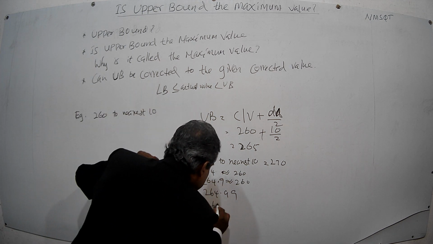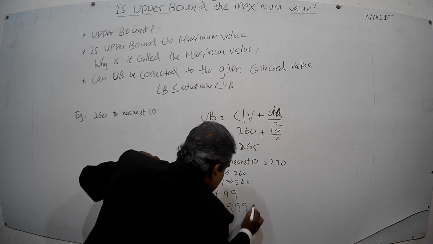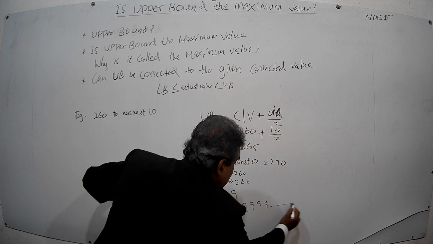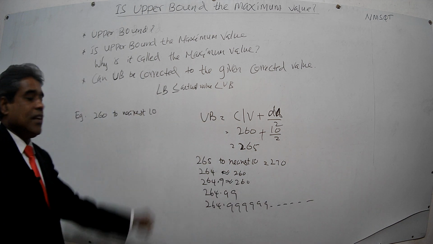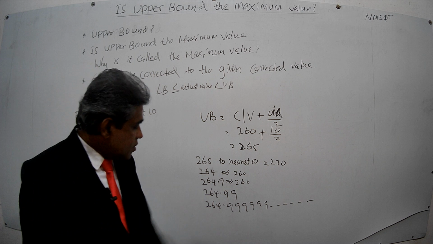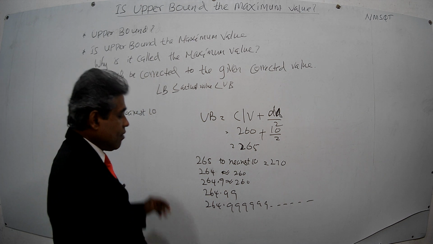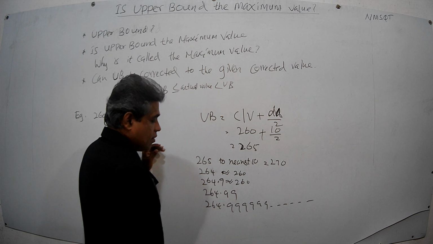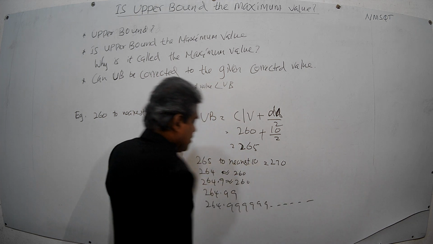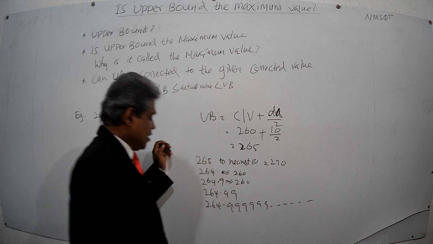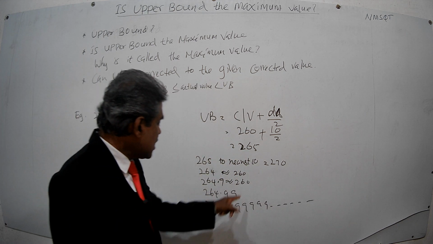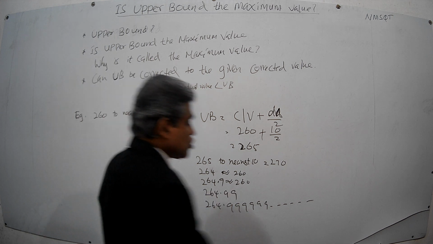Then take 264.99999 and get a minimum of 9. Right. Now say any number with a 9 in any decimal digit, any decimal place, rounded to the nearest 10 will give 260. This is also 260.